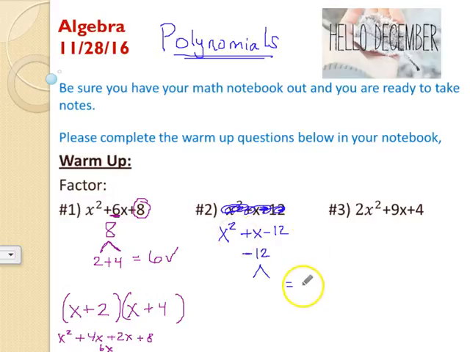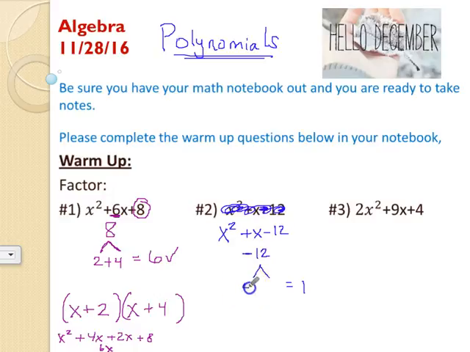And in this case, it's a 1. We've got 1x. We just don't need to put the 1 in front. So we're trying to find factors of negative 12 that add up to positive 1. Since it's a negative 12 we're finding factors for, one of our numbers would have to be positive and one would have to be negative.